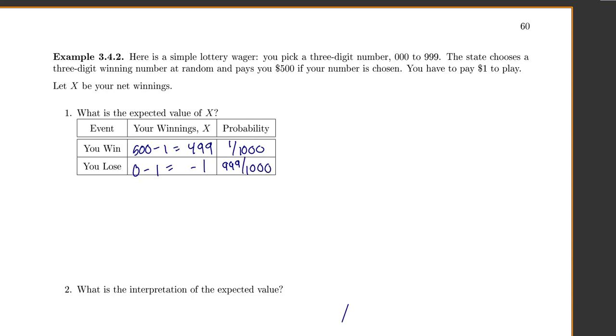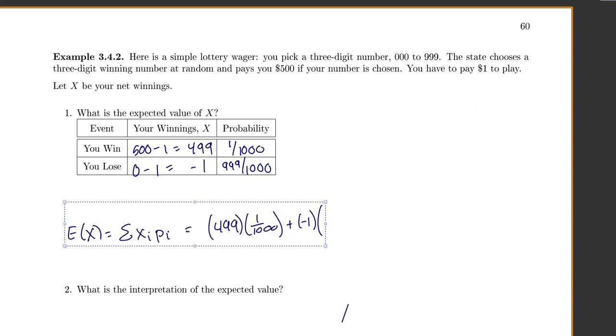To find the expected value of x, it would again be the sum of each x value times each probability. My first x value is 499 times the probability of 1 over 1,000, plus -1 times 999 out of 1,000, which gives me -0.5.